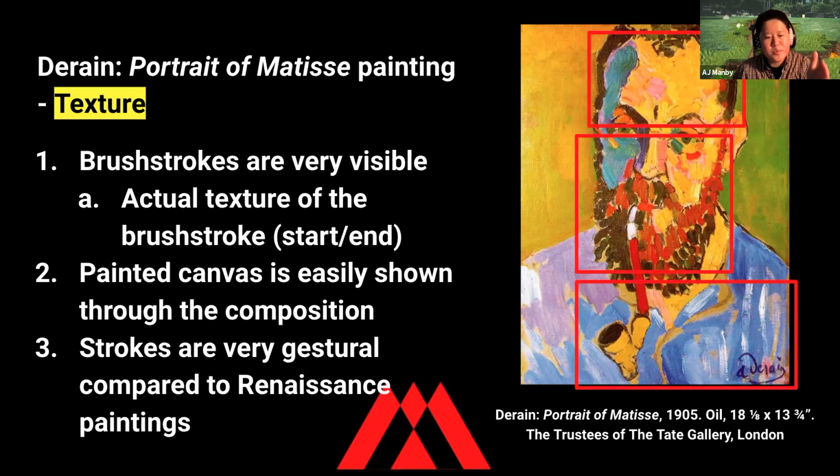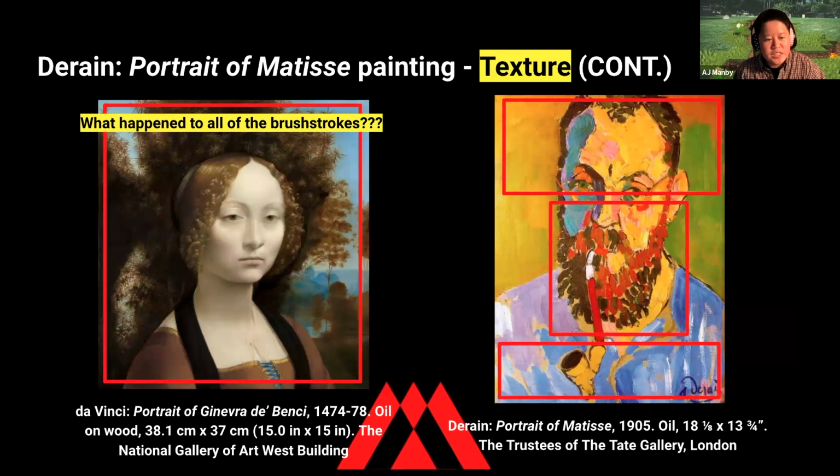When we look at Derain's Portrait of Matisse, in terms of texture, the brush strokes are very visible, and we can see the start and the end of the brush strokes. The painted canvas is easily shown throughout the composition, so you can see it in his hair, a little bit in his shirt, and even in the neckline right here. And the strokes are very gestural compared to Renaissance paintings. When we go back to Da Vinci's Portrait of Ginevra de' Benci, you don't even see the brushstrokes. It's so realistic. You felt like you could actually go in and touch them, but you can't. It's just a painting. And I have shown the rectangles just to show where these textures are located on the painting.